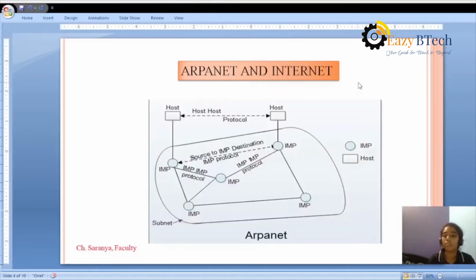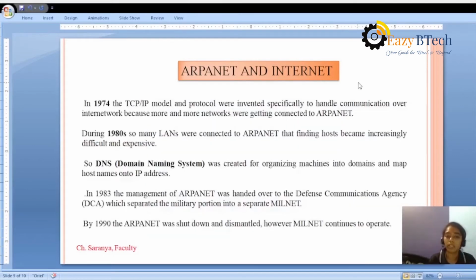So this is the actual diagram. You have already seen the IMP and host. In 1974, the TCP/IP model and protocol were invented specifically to handle communication over an internetwork, because more and more networks were getting connected to ARPANET. For this sake, the TCP/IP model handles the communication over the internetwork.